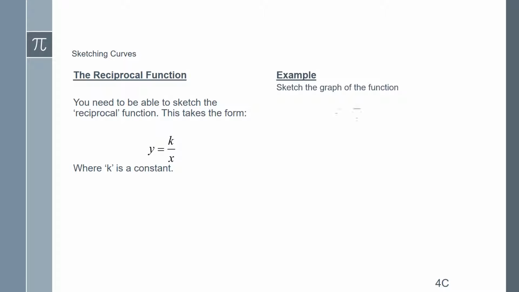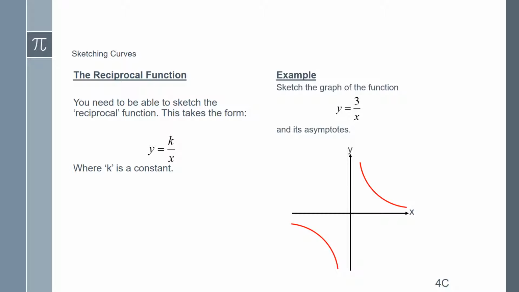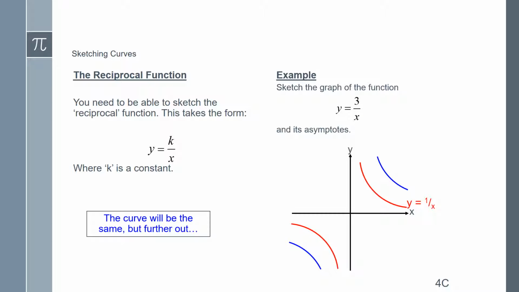Sketch the graph 3 over x. It's essentially the same shape as 1 over x. It's just a bit further out. If you remember our transformations of graphs, we can use that in order to help us sketch graphs without having to do too much work. So 3 over x is the same shape as 1 over x, but a little further out.